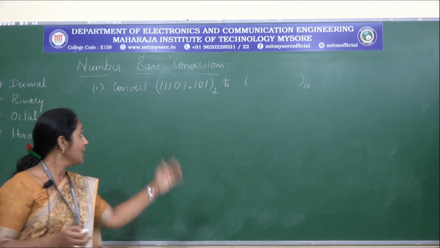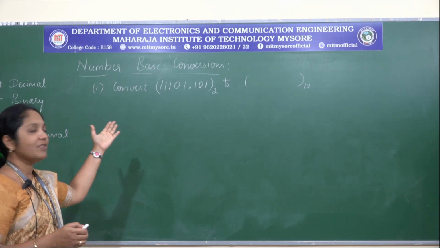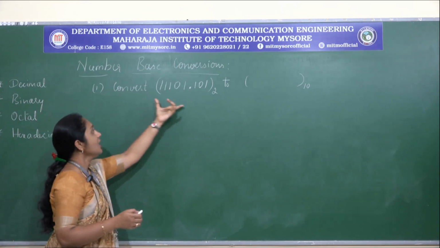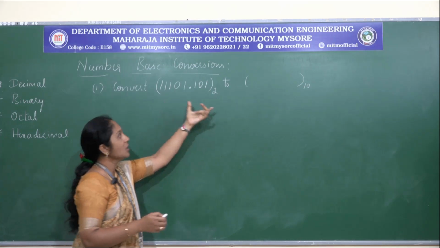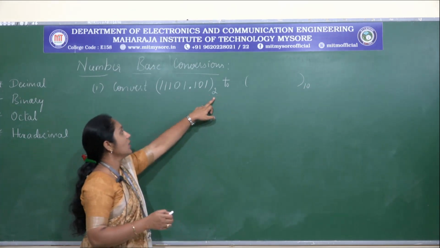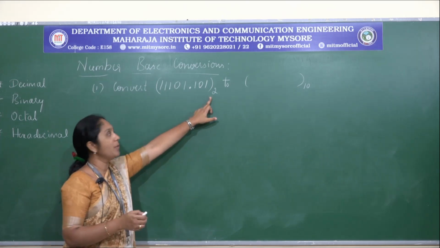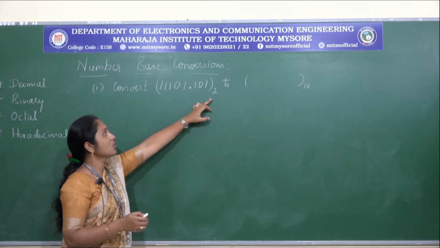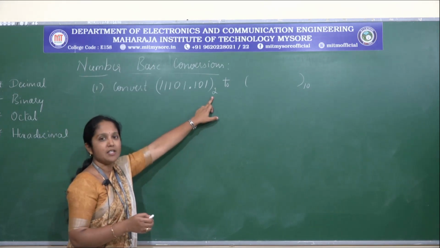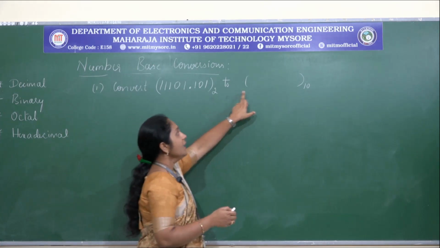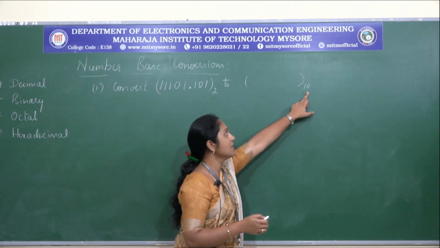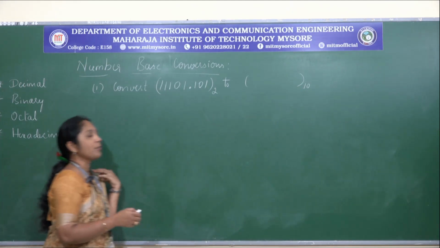So now let me consider an example. The first problem I have considered is to convert the given binary sequence to a decimal number. I have written it here, you can observe. This is the way we represent the binary, that is, the given sequence should be written like this, representing the radix here. Similarly, in order to represent any number in decimal we write 10. This is the way we represent.